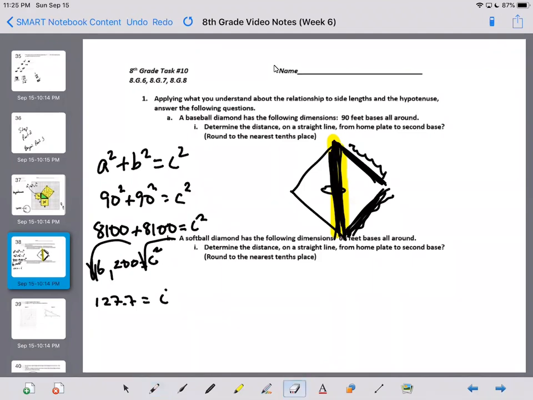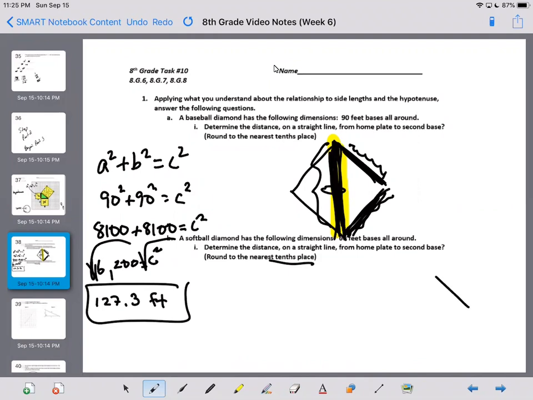And that is not 7/10, but 3/10, 127 and 3/10 if I'm rounding to the tenths place, and that's feet, because that's a distance. So that distance from home plate to second base when you're dealing with baseball, or if you're dealing with softball, because the second one is if we were dealing with softball, we know that the distance from home to first is 60 feet, and first to second is 60 feet.